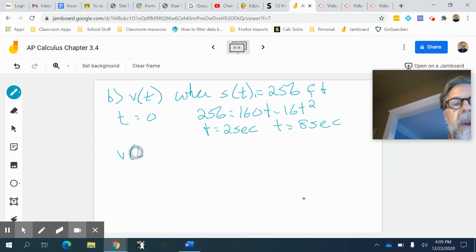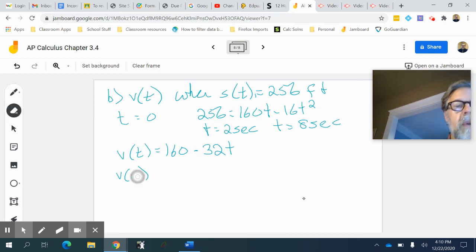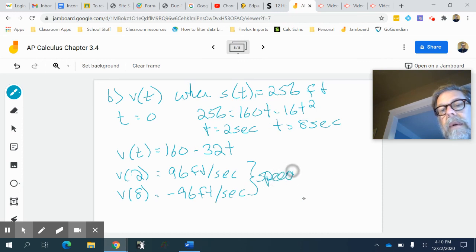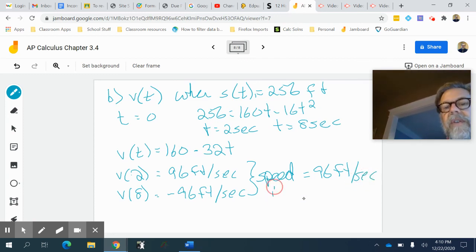And since I already figured out that v of t is equal to 160 minus 32t, I can plug in v of 2 and v of 8. And what I get is 96 feet per second here, and negative 96 feet per second here. And interestingly enough, or perhaps not, speed is equal to 96 feet per second in both cases, since speed is independent of direction.